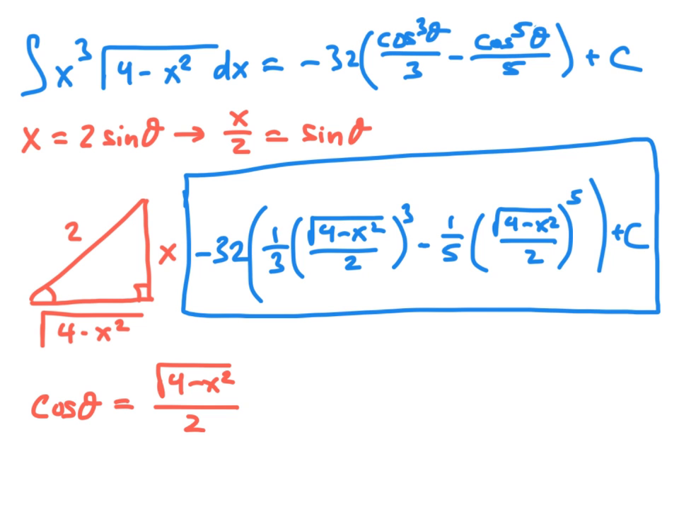We can then substitute this expression in for cosine of theta into our integral that we found in terms of theta. So we cube and raise that expression to the fifth and substitute it in, and we get a final function of negative 32 times the quantity of 1/3 times the square root of 4 minus x squared over 2, all cubed, minus 1/5 times the quantity square root of 4 minus x squared, all over 2, raised to the fifth power, plus our arbitrary constant c.